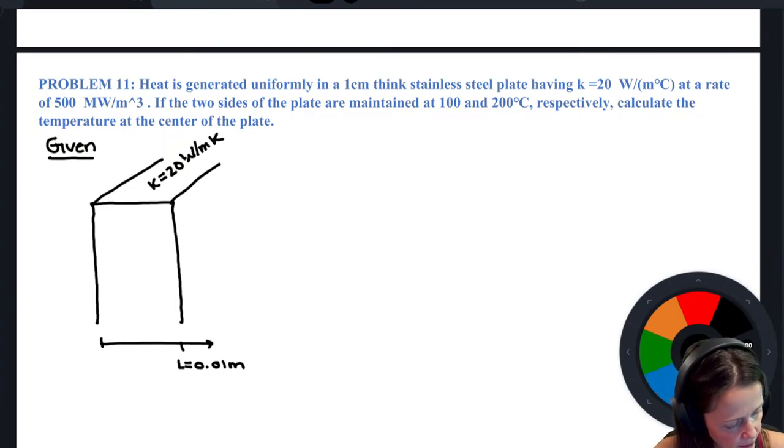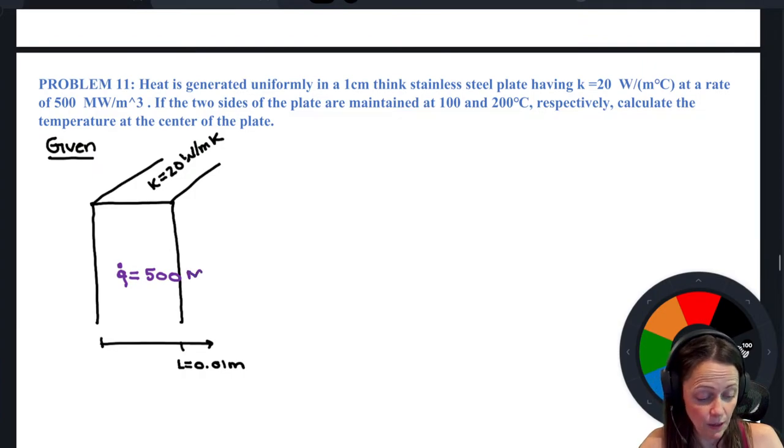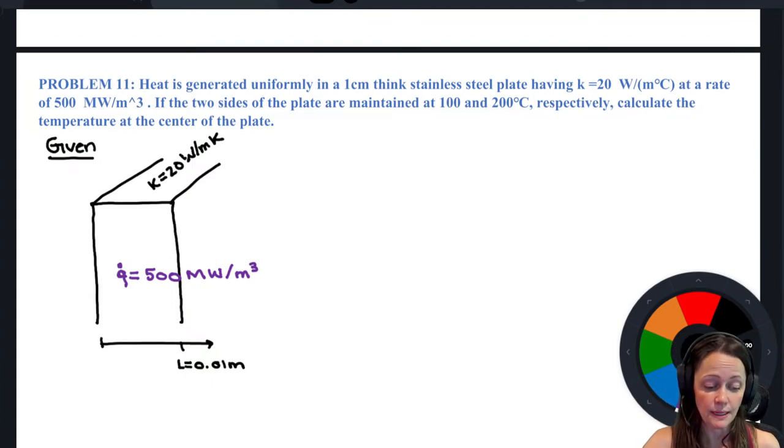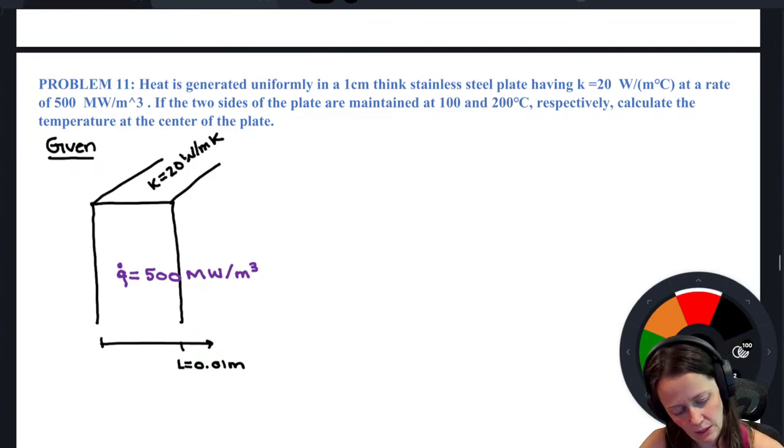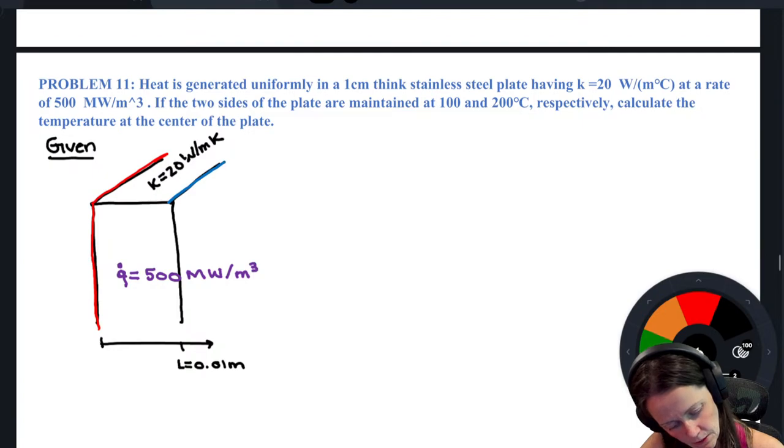And then we have a Q dot. So here's my Q dot, the squiggly one, 500 megawatts per meter cubed. If the two sides of the plate are maintained at 100 and 200 degrees, we want to find some stuff, the temperature at the center of the plate. So I'm going to choose to put the 200 degrees on the left-hand side just because it really doesn't matter, as long as I'm consistent. I just like to put the hot side on the left-hand side, and then the cold one on the right-hand side.